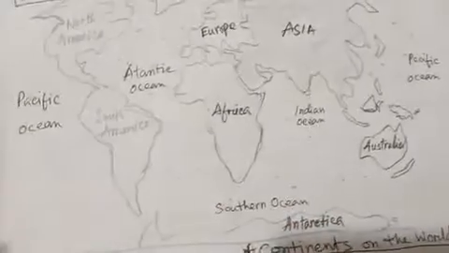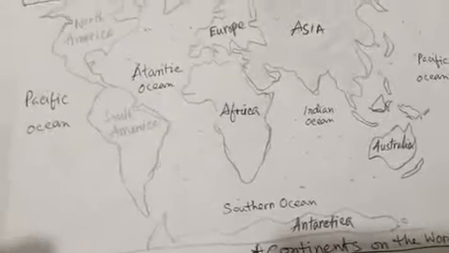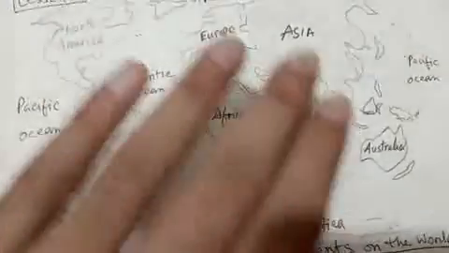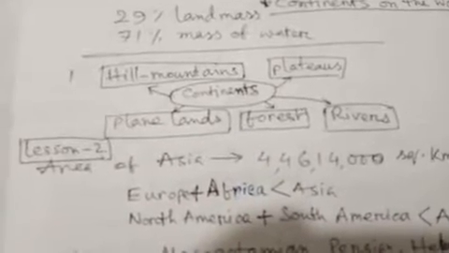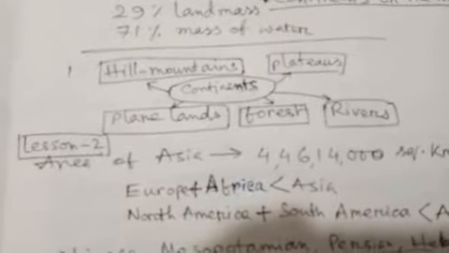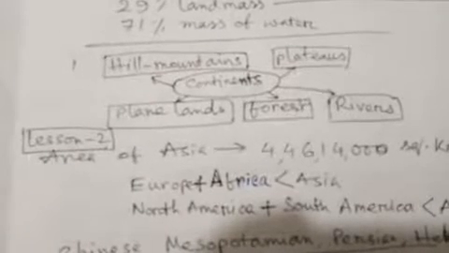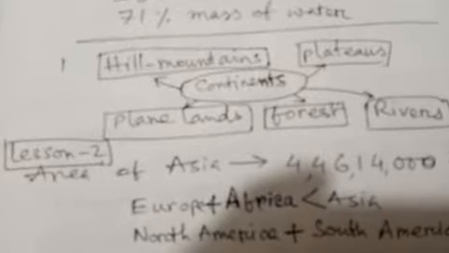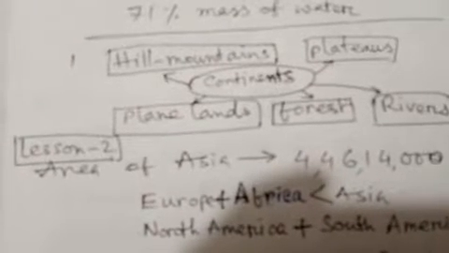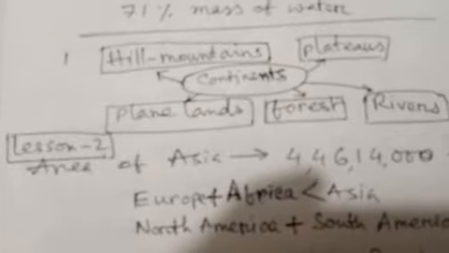The whole continents are mainly plain lands. I have written these over here. Look at this. The whole continents are mainly plain lands, also hills, mountains, and plateaus. Plateaus means relatively level high ground. In Bangla, it's called Malbhumi. And there are forests and rivers also out there.